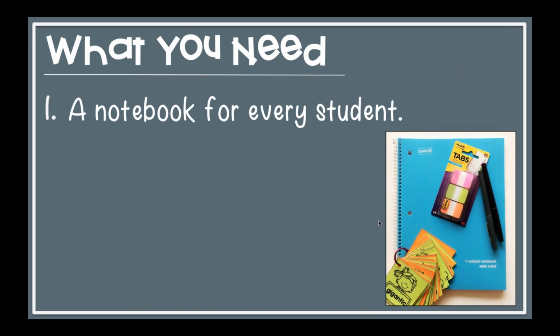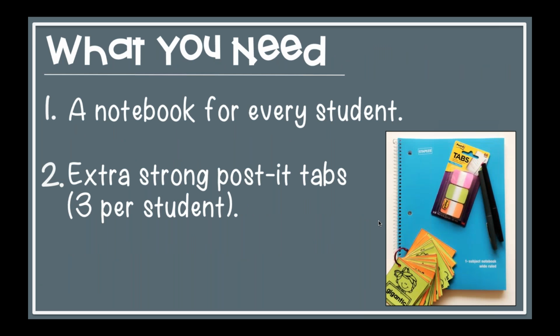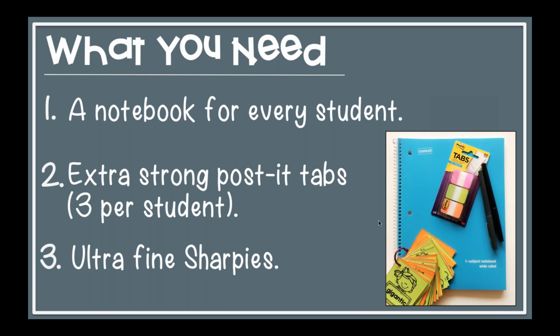This is what you need. A notebook for every student, no surprise there. One subject notebook should get you through the year. And extra strong Post-it tabs. Get the extra strong durable tabs. They'll stay forever. And you need 3 per student because you're going to have 3 sections. Pretty simple. And then an ultrafine Sharpie to write with.